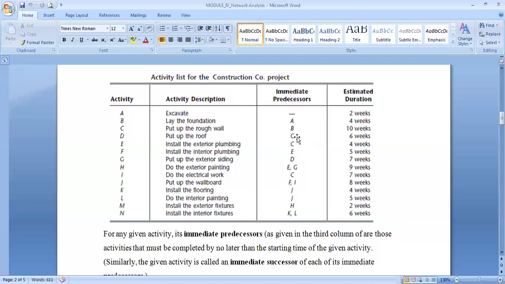Please remember, predecessor means the previous activity. Successor means the next activity. Excavation is the predecessor for laying the foundation. Laying the foundation is the successor of excavation. Like that, the immediate predecessors indicate the relationship or interdependency of the various activities. And the duration, as we know, is the time allotted for each activity. Based on this information, we need to draw the network diagram.